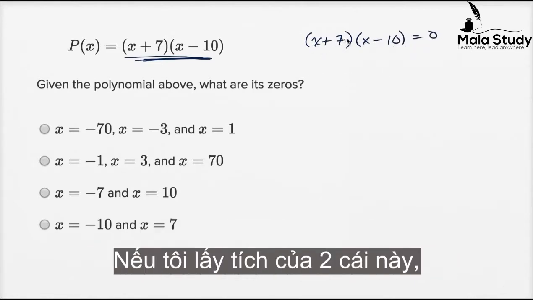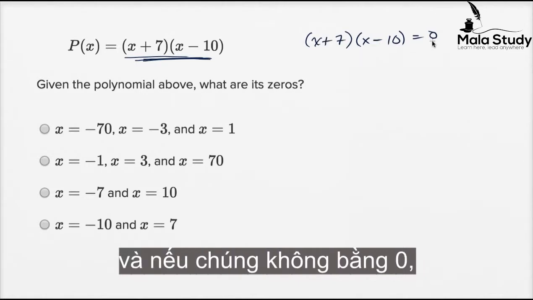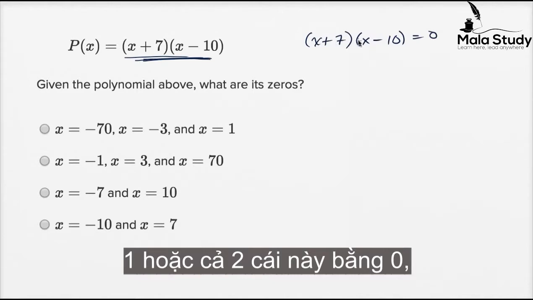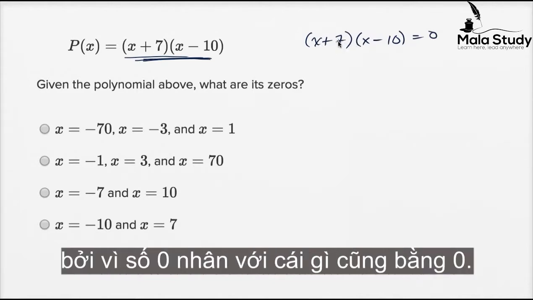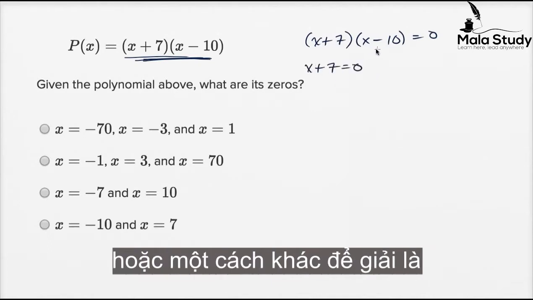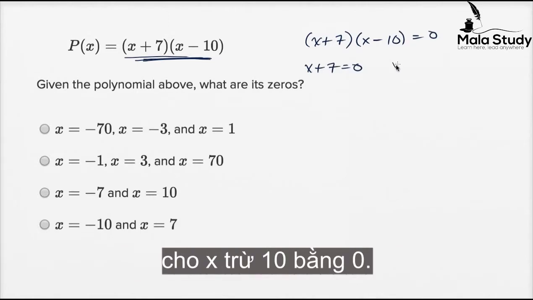Well, if I take the product of two things, and they're going to be equal to 0, I can get 0 if one or both of these are equal to 0, because 0 times anything is 0. So x plus 7 could be equal to 0, or another way to solve this is for x minus 10 to be equal to 0.